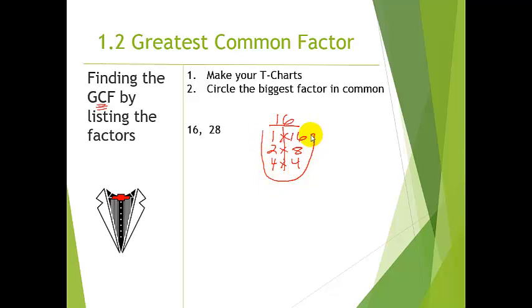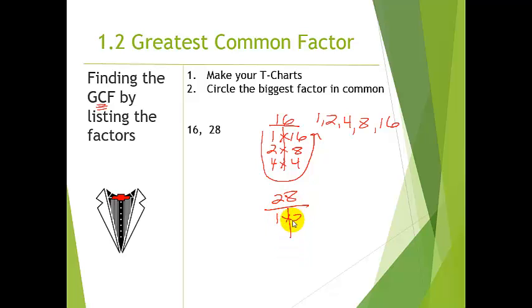I know that this is my tuxedo shirt, and my factors are in order for me. Now, again, we're not going to write this one again, but these are our factors of 16. And then I'm going to do the factors of 28.